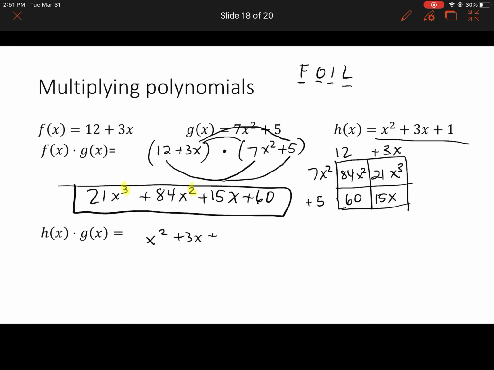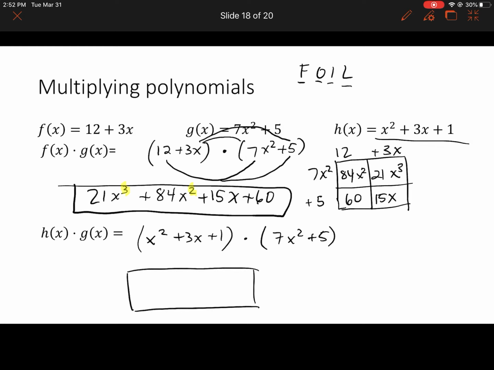All right, so h of x is actually 3 terms. So you have x squared plus 3x plus 1. And we're going to multiply it times a 2-term equation, which was 7x squared plus 5. Now you can do the exact same thing as with the FOIL, but you have more terms, so you actually have to multiply more numbers. Or you can use the box method again.